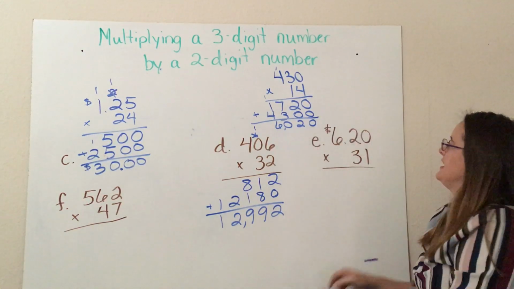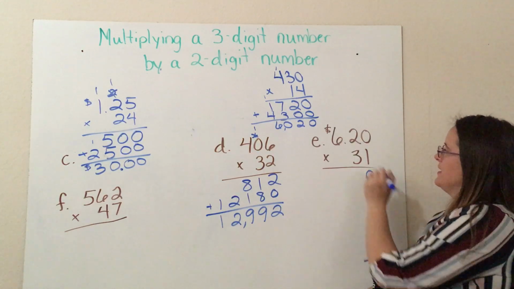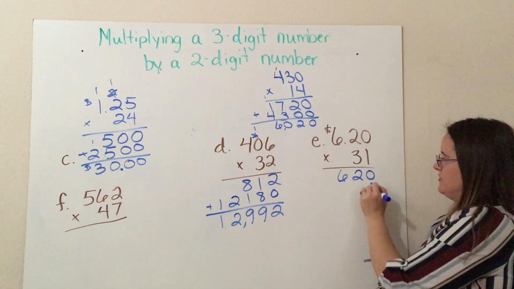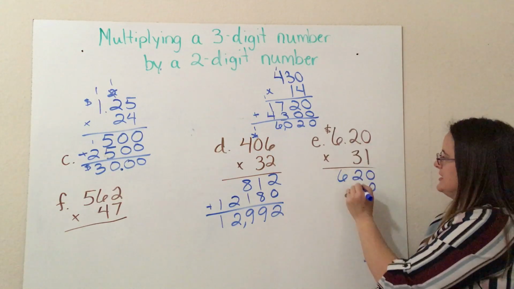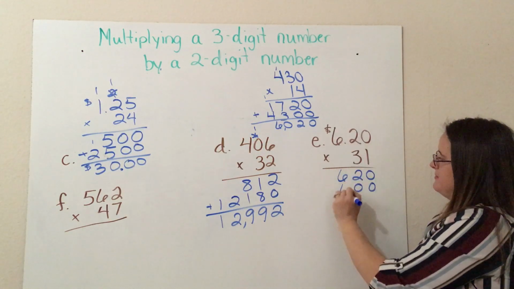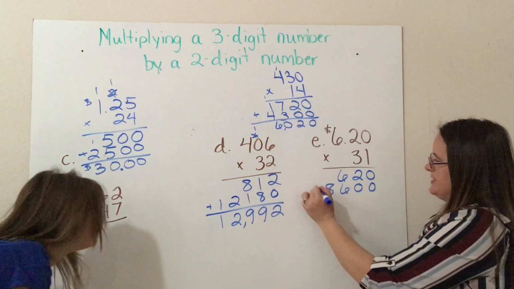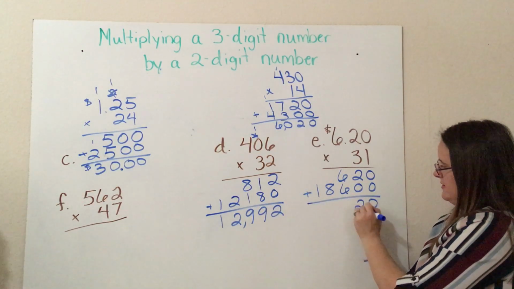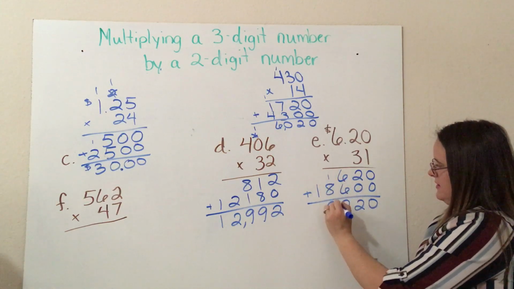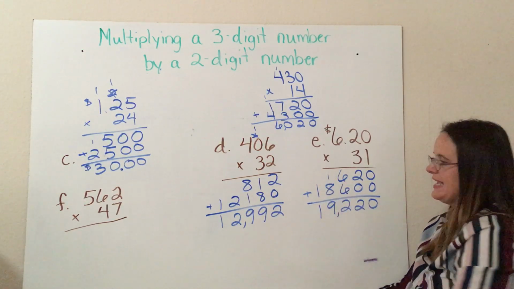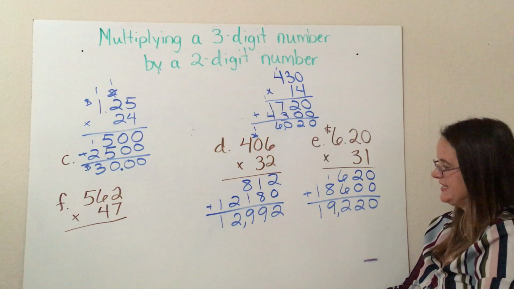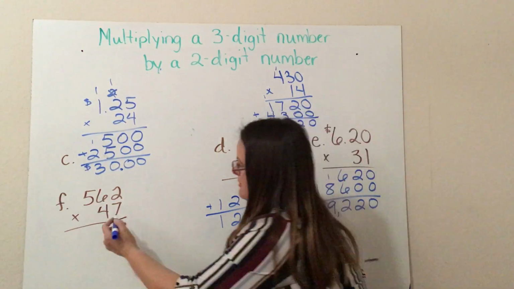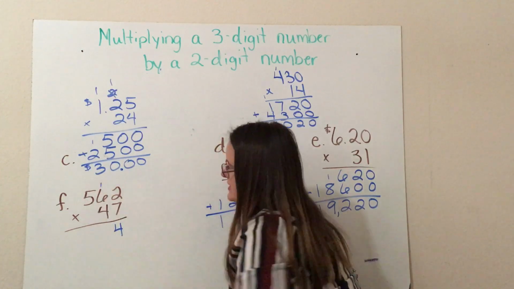For E here, 1 times 0, 1 times 2 and 1 times 6. Don't forget your 0. 3 times 0, 3 times 2, and 3 times 6. 19,220.